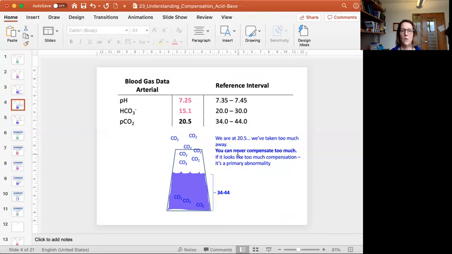Okay, so getting back to this case, we are at 20.5. This has taken too much respiratory acid out of this situation. You can never compensate too much, and this looks like too much compensation. And if it looks like too much compensation, then it's a primary abnormality.